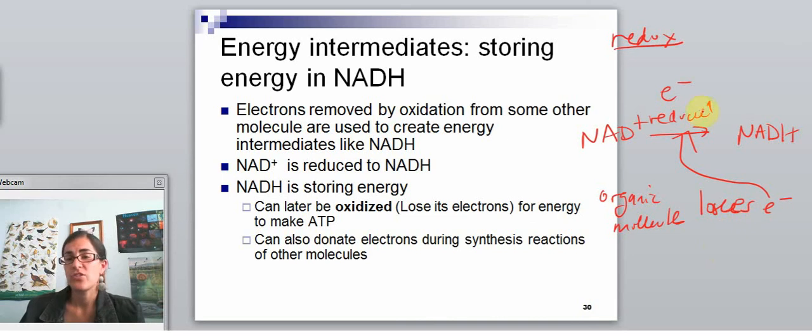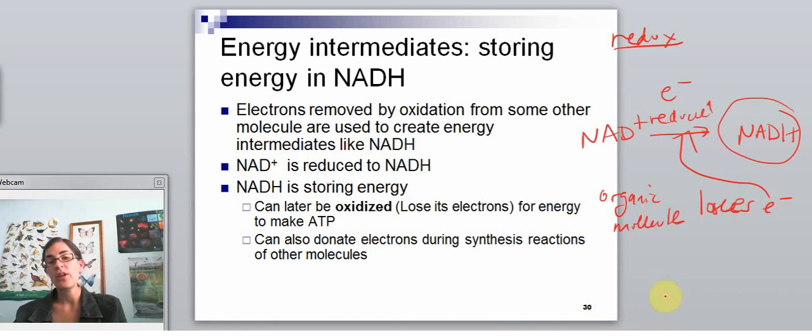The electrons are transferring energy, so we can kind of think of electrons as carrying energy. So when the organic molecule lost the electron, it also lost energy. And when it gave that electron to NAD+, it gave that energy to NADH. And so later on, NADH can release that energy. And again, remember, we said NADH is storing energy. It's storing energy in those electrons.